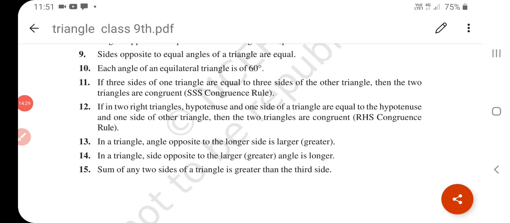So students, in this chapter we learn so much about triangles. What is a side of a triangle, and if two sides are equal, then what about the angles of the triangle? If the triangle is equilateral, meaning all sides are equal, then what about the angles of this triangle? And when two triangles are congruent to each other, and so on.